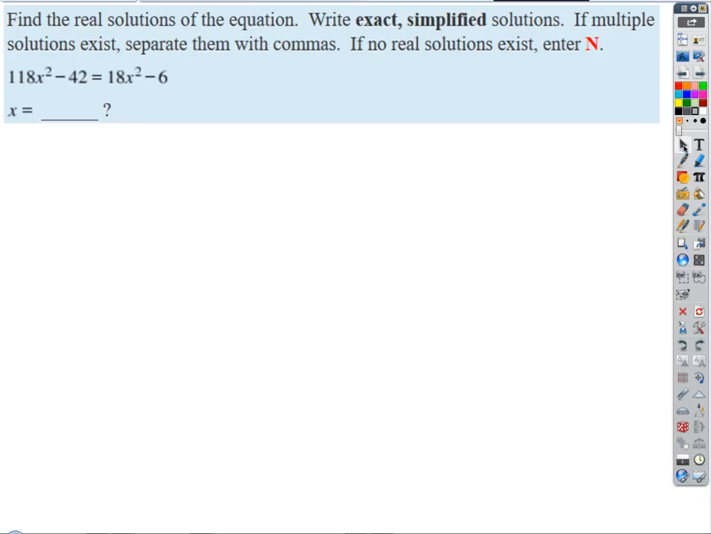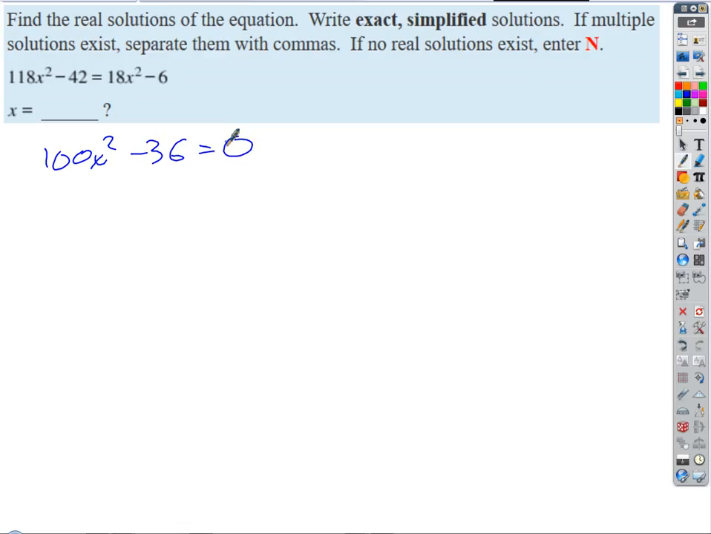So let's do that. If I were to, for example, subtract 18x squared from both sides, what am I going to get on the left side? How many x squareds? 100. 118 minus 18. So I get 100x squared, and if I add 6 to both sides, what's negative 42 plus 6? Negative 36. There you go. Okay, good. Now we could solve this as a difference of squares, but we didn't even know about that earlier in the year, and we still solved this in an easier way, actually.